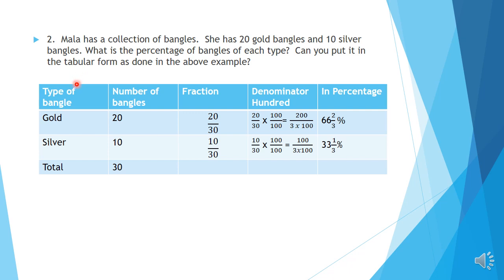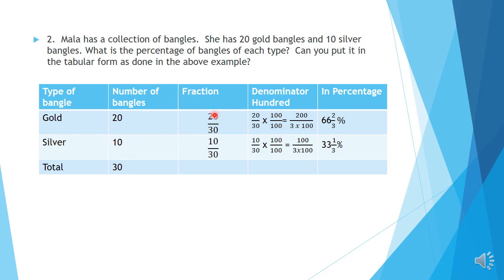So let us draw the table, and one column we write for type of the bangle and number of bangles. Third is for fraction form, and denominator 100 we write, and in percentage. Okay children? And gold bangles. Here we have gold bangles, so we write gold bangles. How many are there? Gold bangles 20. And silver bangle, second column silver bangle. And here how many silver bangles are there? 10 we write here. And total 20 plus 10, 30. Children, here total is not 100. Okay, total is 30. In some examples we have done total as 100. Then the question will be very easy for us.